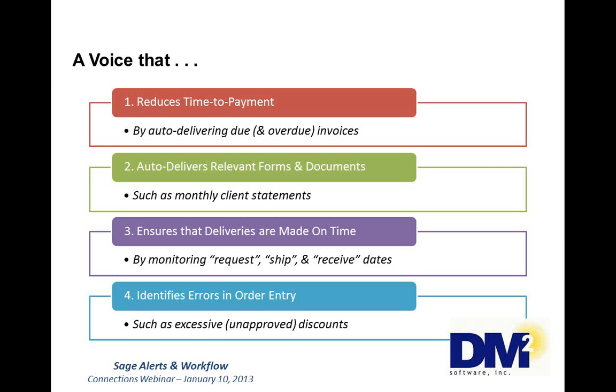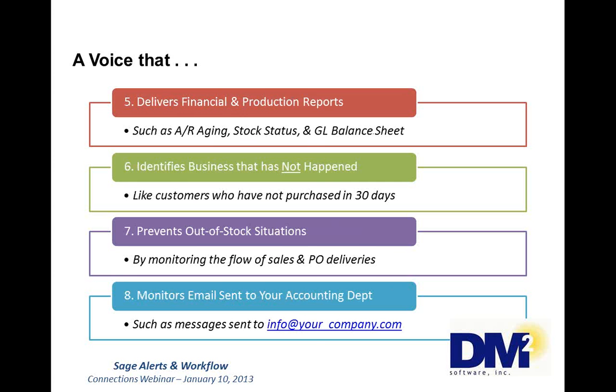Item number four, identifying errors in order entry. We're all familiar with the phrase garbage in, garbage out, but the more that you can capture erroneous data or missing data, unapproved price breaks or discounts, we're talking bottom line here. So the more we can increase the integrity of the data that's stored in your Sage ERP system, the bottom line is the more value you're going to get out of it.